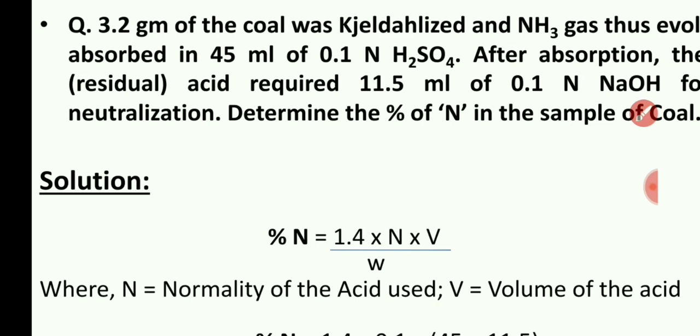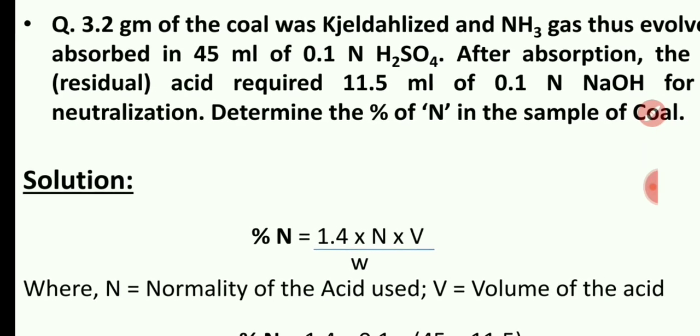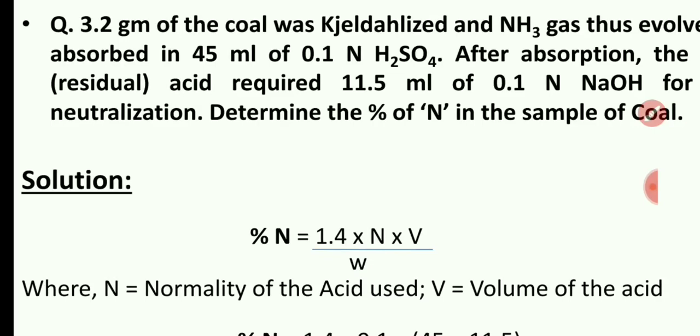So here the volume of the acid has been given, and the normality of the solution or acid has been given. Now after absorption the excess residual acid required 11.5 ml of 0.1 N NaOH.